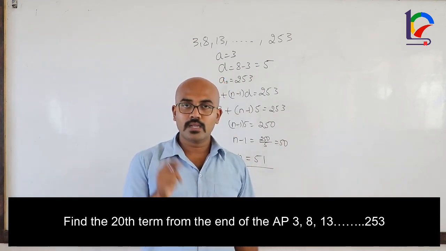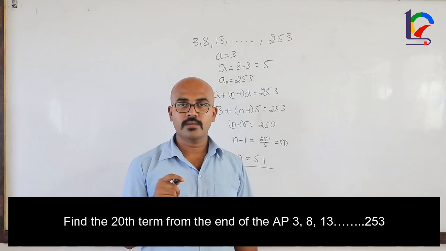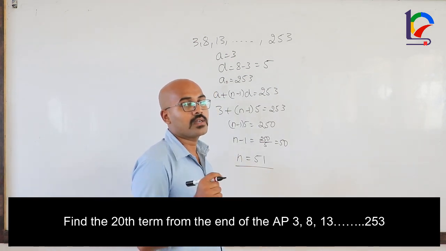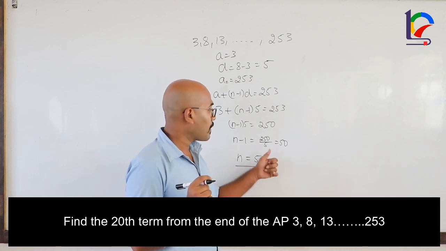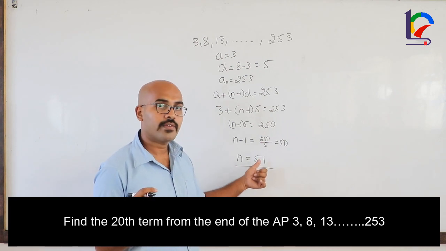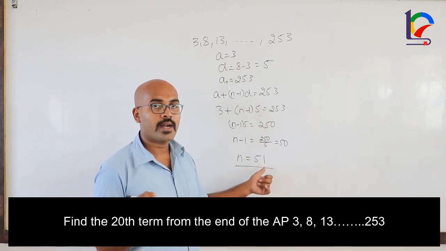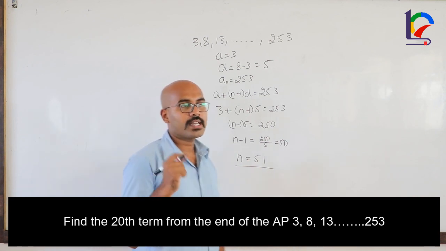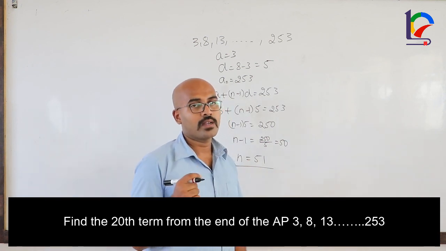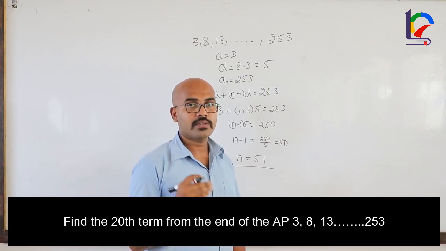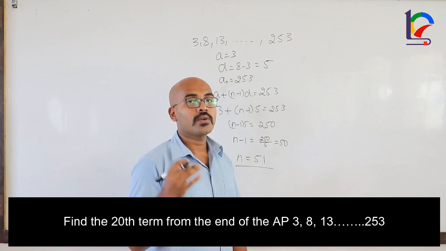So if you want to find the 20th term from the last, what you need to do is subtract 20 from the total terms, that is 51. Then you need to add plus 1. So why? Let's see. If you are facing any such problems when you are solving, what you can do is take some simple examples and try to see how you can solve.